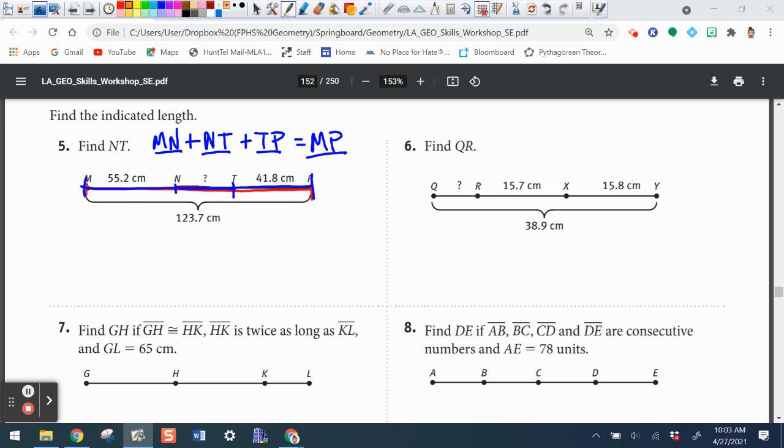So what we just did here is we created an equation based on the segment addition postulate, and we're going to replace lengths that we know and find missing measurements. So I'm going to replace MN with 55.2 centimeters. I'm going to replace NT. I'll just actually, in fact, keep it NT. You can replace it with X if you want, or a question mark as you see there. I'm going to replace TP with 41.8, and I'm going to replace MP with 123.7.